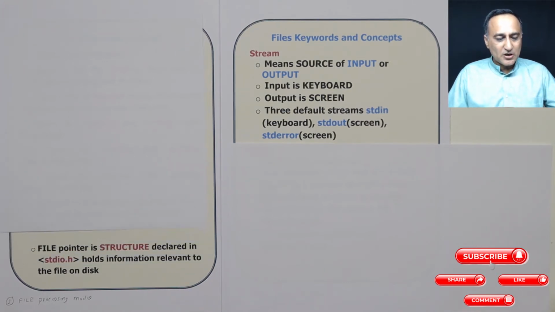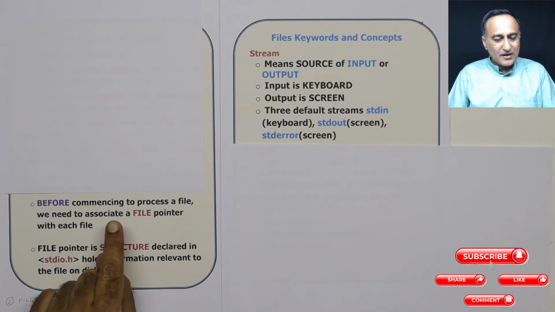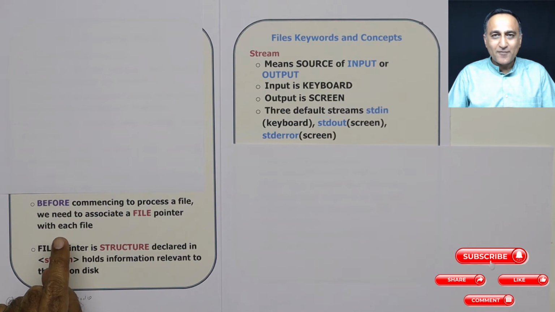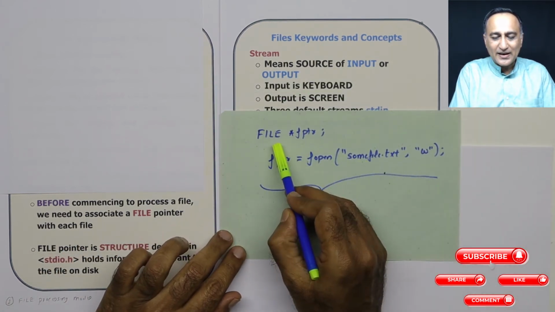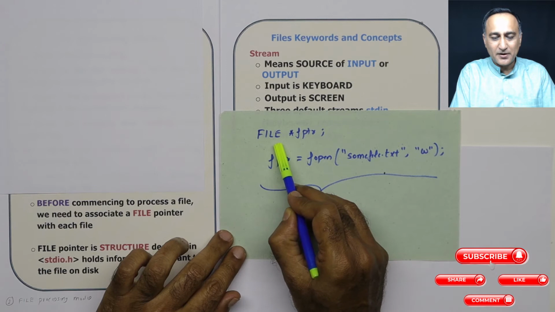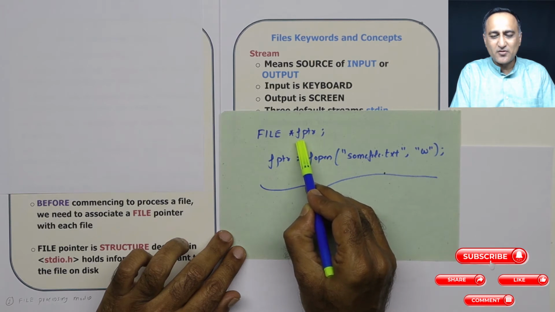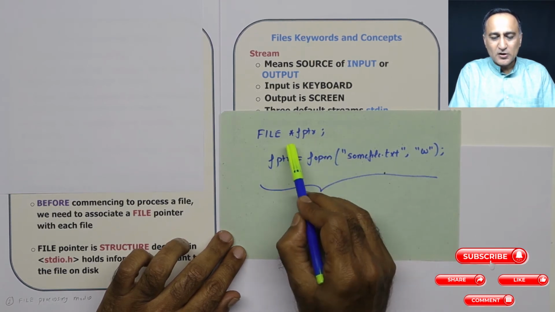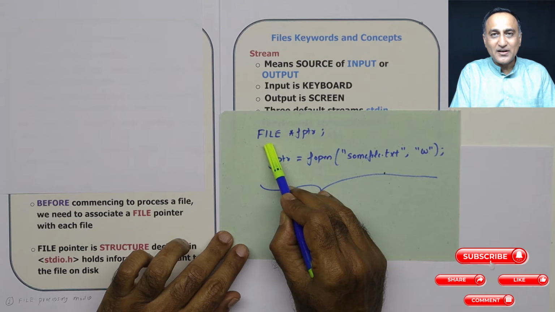Now, before we jump into writing programs, I need to just explain a few important concepts. Before you actually start to open a file, process a file, write onto a file, read from a file, you need to declare a pointer of the type FILE. I'll let you know what this FILE is in a minute. So fptr is a user defined variable. You can give fp, you can give ftr, you can just give fr, whatever it is, it's up to you. So *fptr indicates that fptr is a pointer to a FILE type of data.